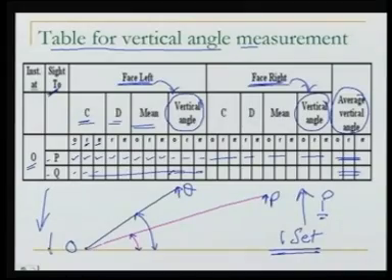Now we have seen all these angle measurements. We are going to another aspect: what are the errors? Are there any errors in measuring these angles? What are the errors which may be introduced into the theodolite? So we will look into those errors now.